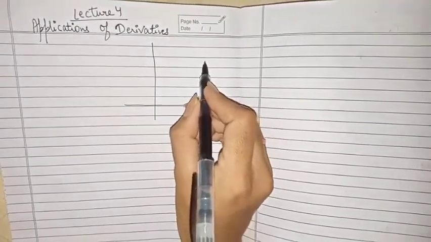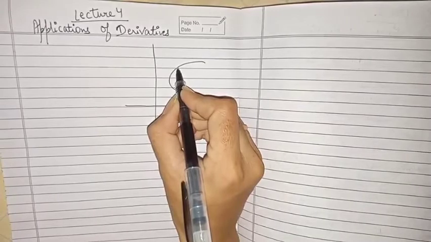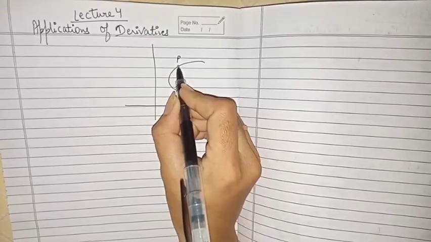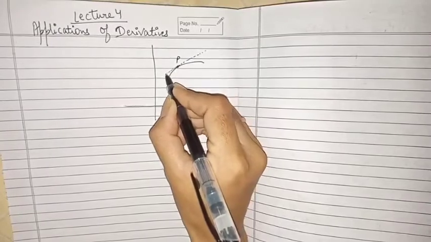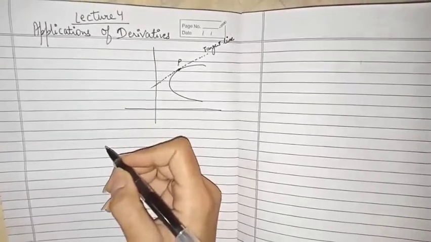Let us suppose we have a diagram, we have a curve. Let us suppose this is a parabola. Now I need to find the tangent and normal at this point. This is my point P. P point can be at any place. I have considered the point here. And at this point, what is my tangent? Tangent is the line which just touches this point and passes around. This is my tangent line. Tangent line is a line which touches the curve at only one point.